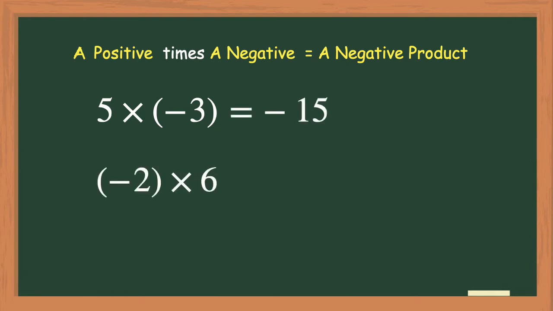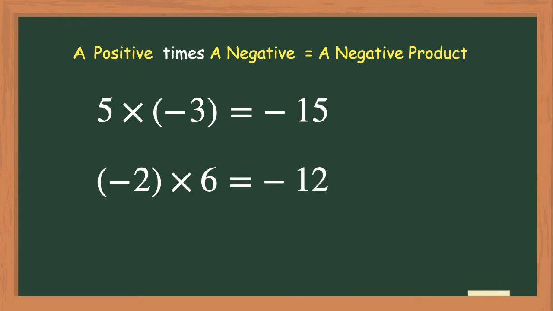Let's do another example. Now you have negative 2 times positive 6. Before you multiply, again, take a moment to consider whether your product will be positive or negative. Since the 2 is negative and the 6 is positive, your product will be negative. So now you can multiply 2 times 6 to get 12, and the product will be negative, so your answer will be negative 12.